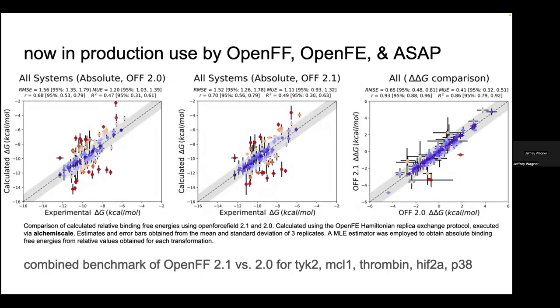And we're now in production. We've been using the system now for several weeks. The first deployment of Alchemiscale is now in place. It's actually a shared deployment by OpenFE, OpenFF, ASAP Discovery, and actually DataLab by extension. And so this is delivering results for us. Irfan Alave, just wanted to highlight you, went ahead and ran a combined benchmark of OpenFF 2.1 against 2.0, TYK2, MCL1, Thrombin, PTP1B, and P38.